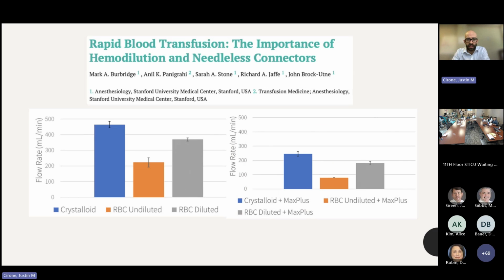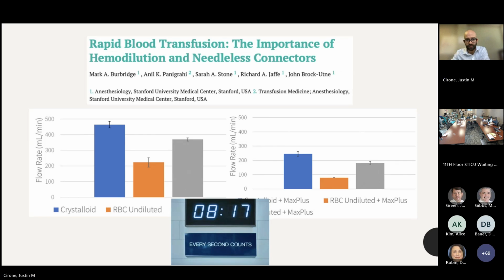But when you connect the needleless connector, again, your flow rates are cut in half or worse, depending on the viscosity of the fluid that you're giving. So I really cannot emphasize enough, to the nurses or the paramedics that are giving these things, that if you're trying to transfuse something quickly, you need to make sure that the tubing is as short as possible and that there are as few interruptions as possible along the way, especially something like a needleless connector.